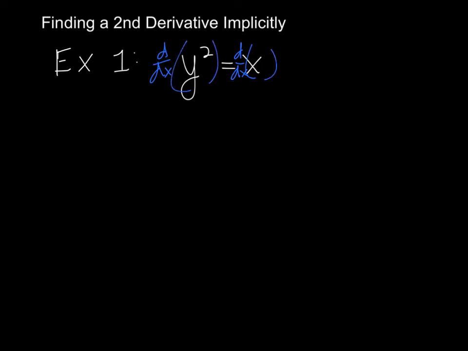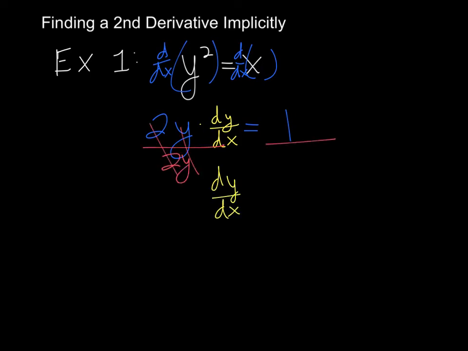If I take the derivative of the left side, I'm going to get 2y, and recall that I need to follow that by dy/dx because I just took the derivative with respect to y, and I need the derivative with respect to x. Equal to the derivative on the right side, the derivative of x is just 1. And of course I want to solve for dy/dx, so I'm going to keep that on the left side, and to solve for it I'm going to divide by 2y, and I'm going to get a lovely dy/dx is equal to 1 over 2y.